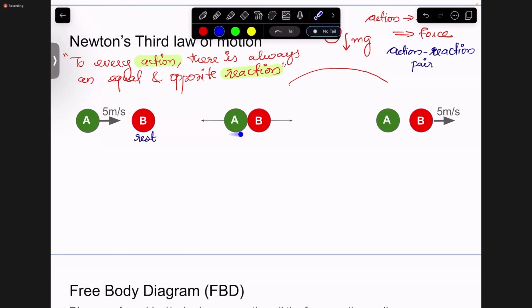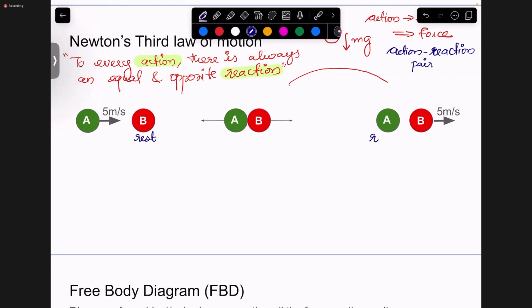So this is the collision part. A is colliding with B, and what happens here is... this is not a velocity vector. Let me clear it for you. These two arrows are not representing velocity vectors; we will talk about that in a minute. So you can consider this now: A and B are colliding, and what happens next is A comes to rest and B starts moving at 5 meters per second.